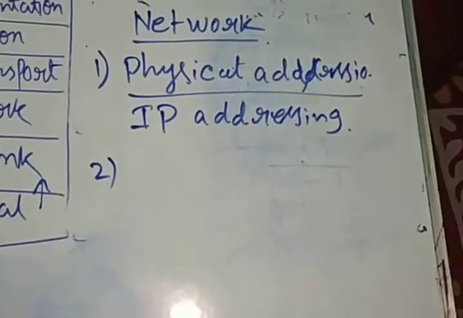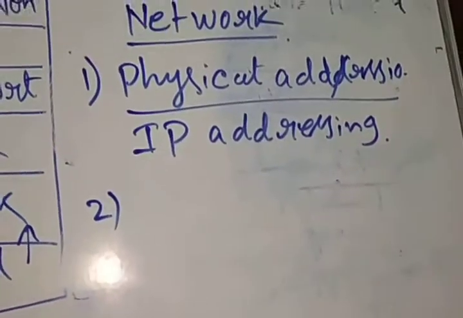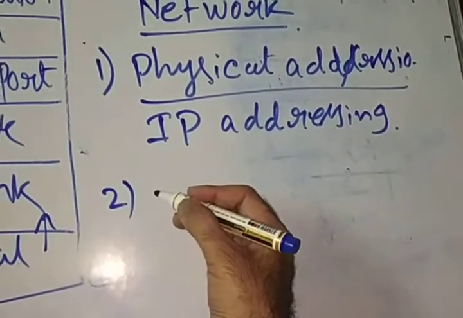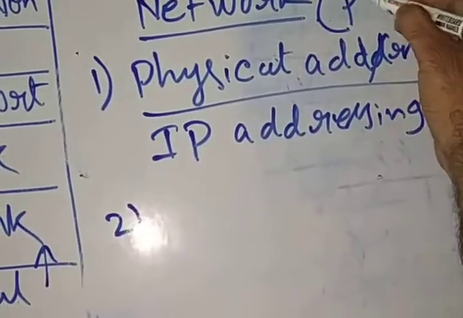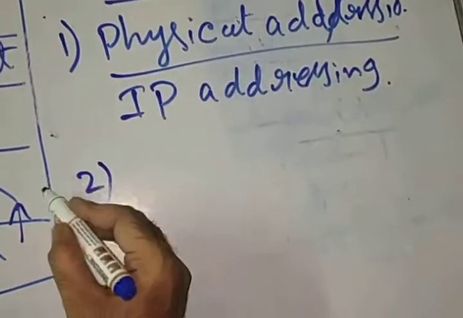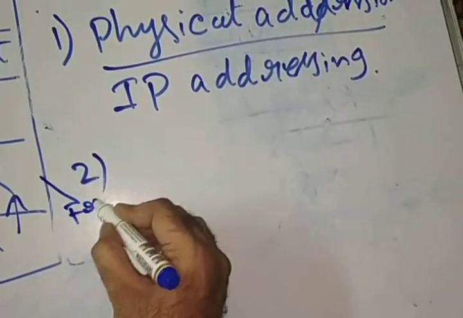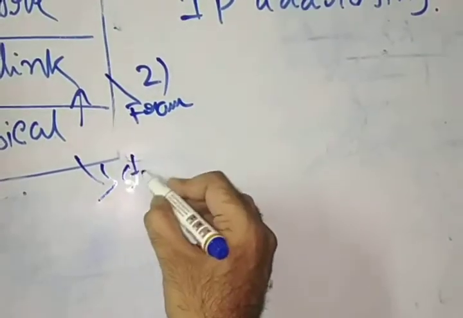Now in this layer the data is packetized. So in the network layer, the data is called a packet. In the data link layer it is a frame, and in the physical layer it is a stream of bits.